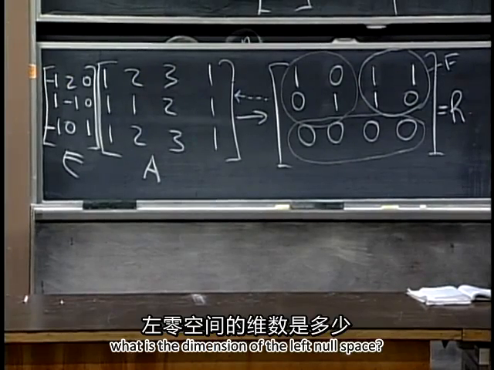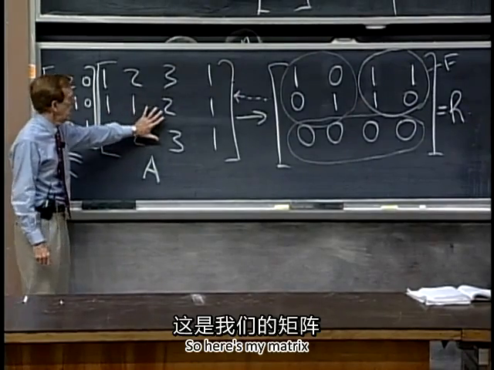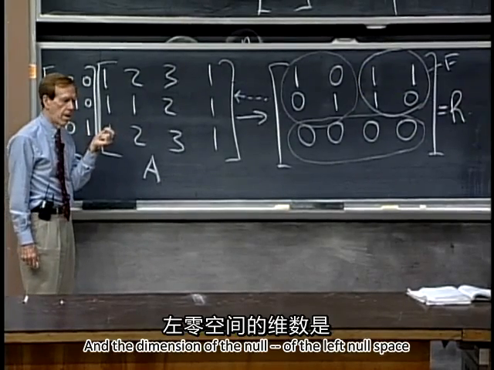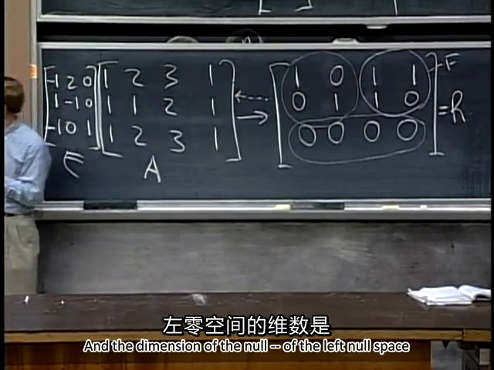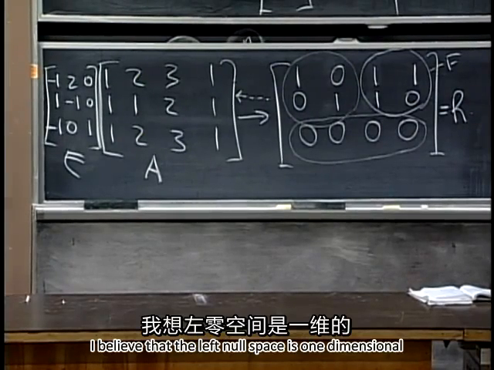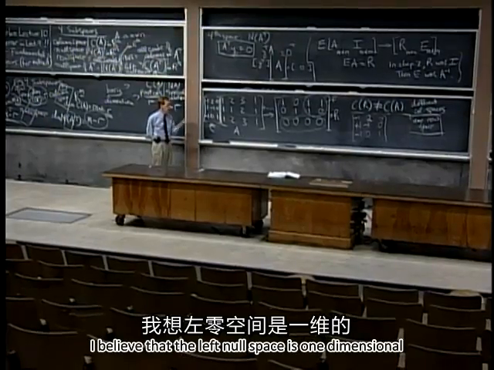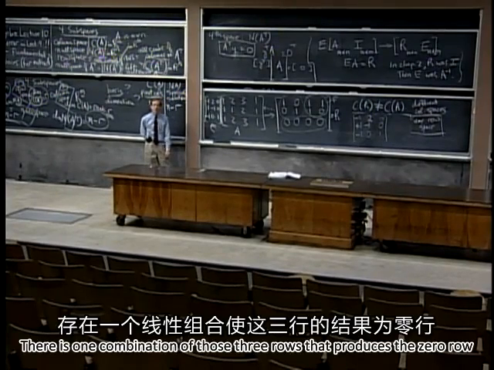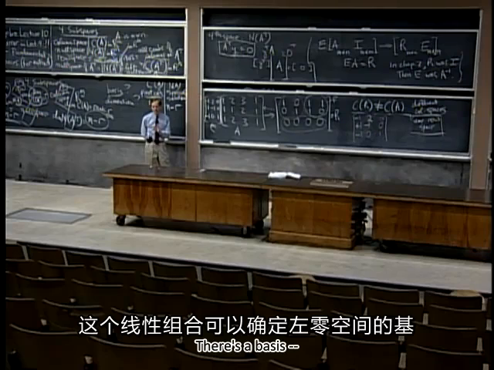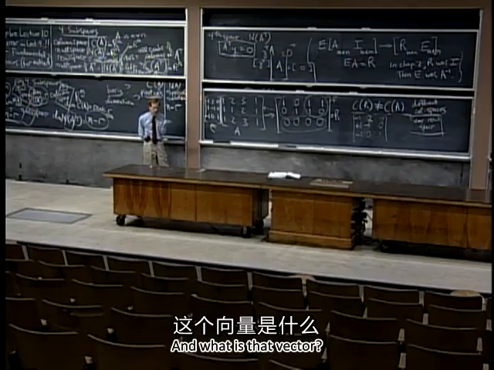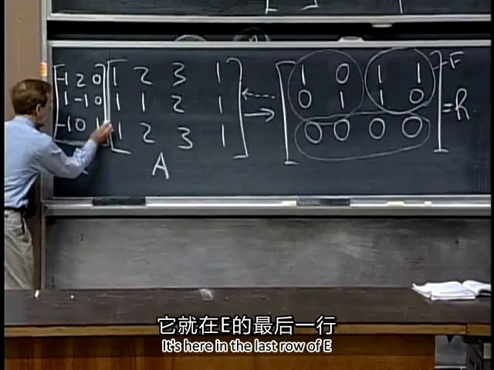Actually, what is the dimension of the left null space? Here's my matrix. What's the rank of the matrix? 2. And the dimension of the left null space is supposed to be m minus r, 3 minus 2, 1. I believe that the left null space is one-dimensional. There is one combination of those 3 rows that produces the 0 row. A basis for the left null space has only got one vector in it. And what is that vector? It's here in the last row of E.